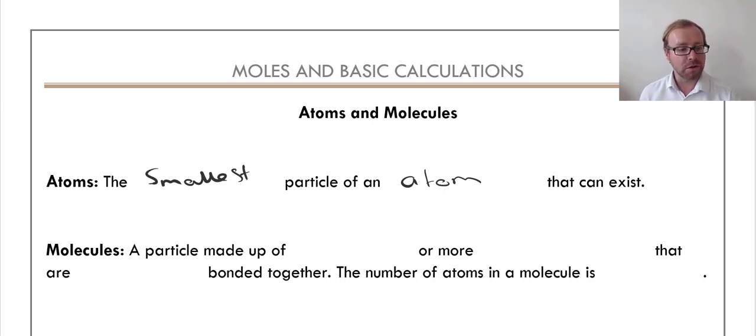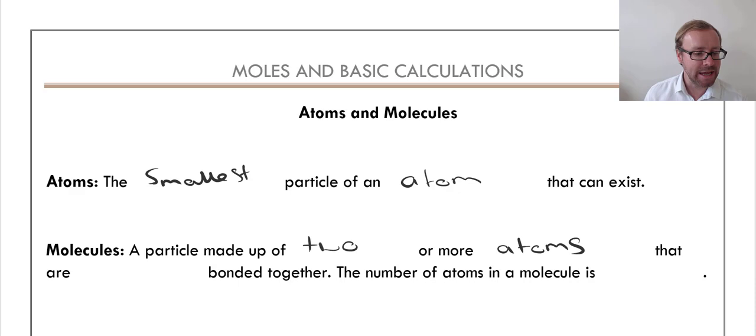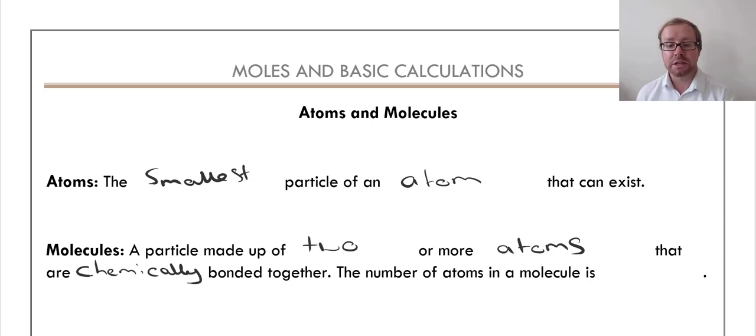And moving on to a molecule. So what is a molecule? It's a particle made up of two or more atoms that are chemically bonded together. This word chemically is important. We need to include this when we're talking about the definition of a molecule. And also, the number of atoms in a molecule is fixed. So we can't change the amount.